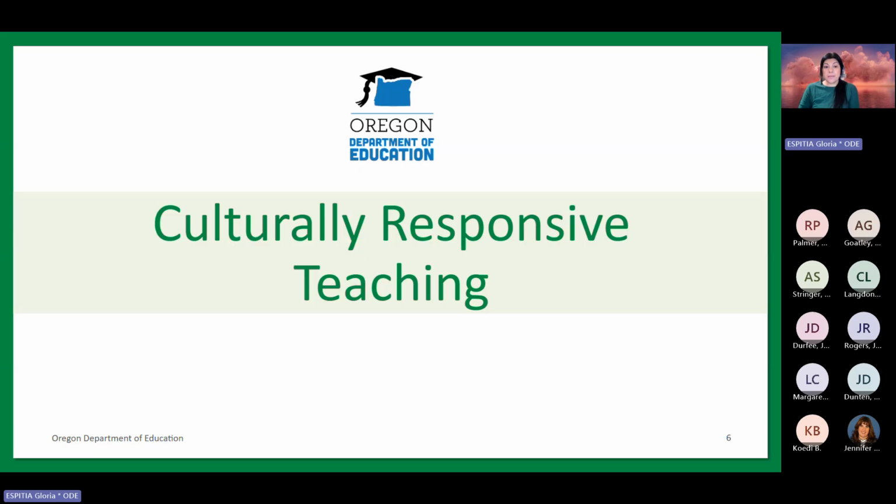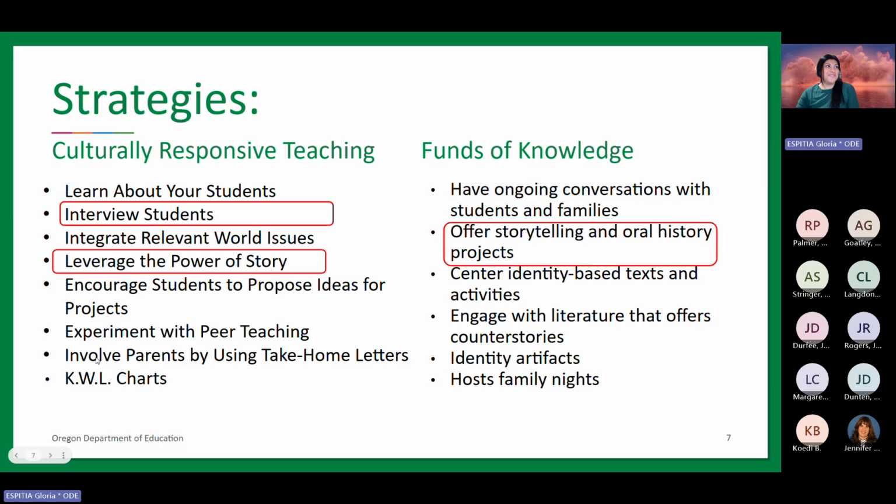On the following slide, I'm going to share some strategies, and we'll go deeper into the implementation of two of those strategies. I did share this earlier. It is a non-exhaustive list of strategies that educators can use in the classroom. On the left, it lists culturally responsive teaching strategies: interviewing students, learning about students, integrating relevant world issues, experimenting with peer teaching, and KWL charts. And then on the right, we have funds of knowledge.